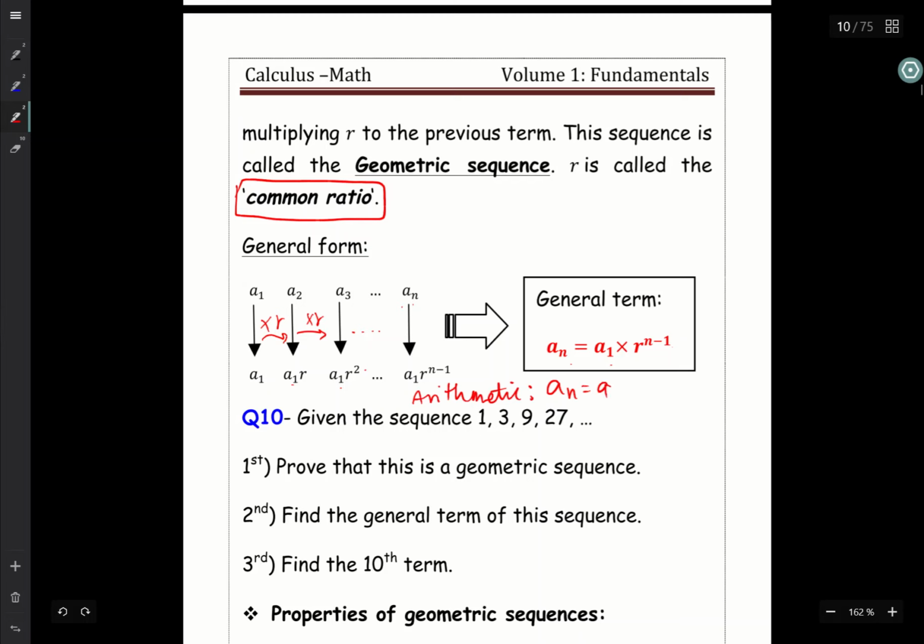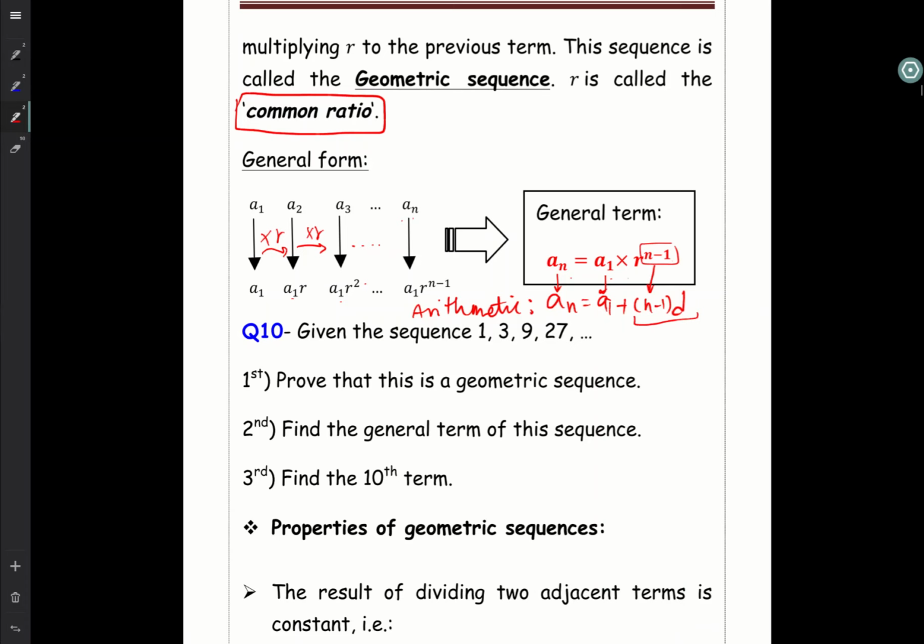AN was A1 plus n minus 1D. I mean, there are some similarities. So n minus 1 appears again, but now instead of a linear thing, it's power, R to the n minus 1.